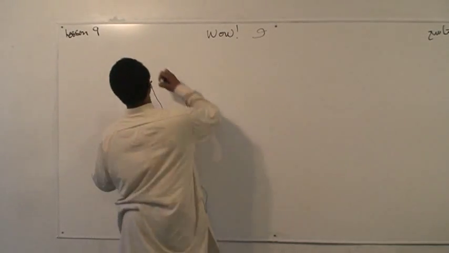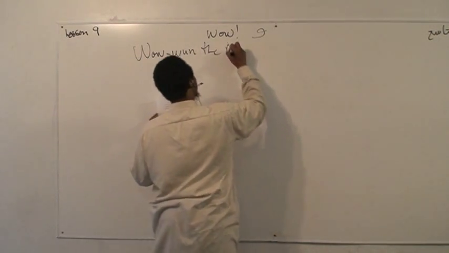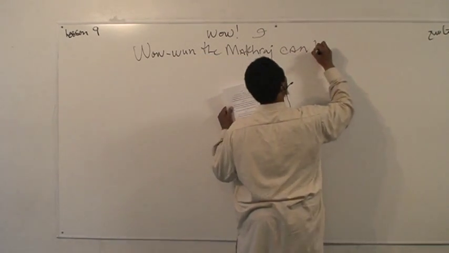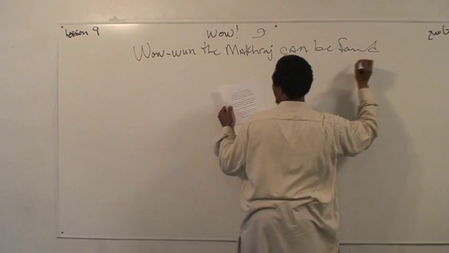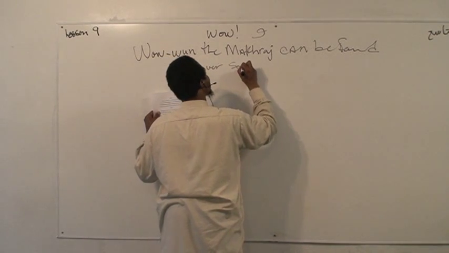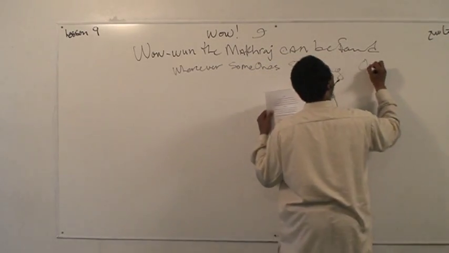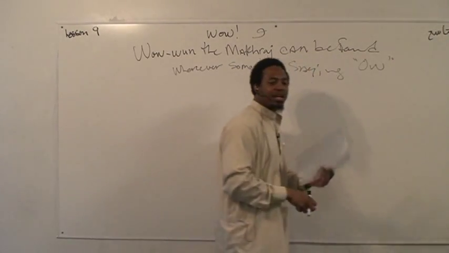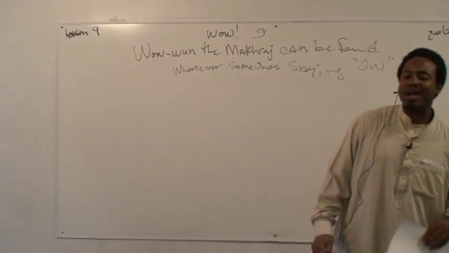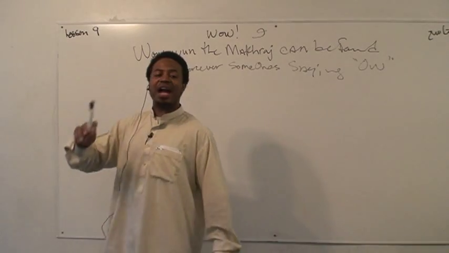Everybody say wow. Wow. And this poem says WOW-WUN. Recite it with me. WOW-WUN. The makhraj can be found wherever someone's saying ow. Okay, now let's stop right here. We're going to go through this one a little bit differently. Let's stop piece by piece. Everybody say ow. Ow. Here, he starts off by telling you where to find the makhraj.